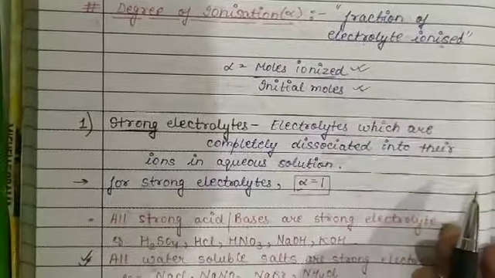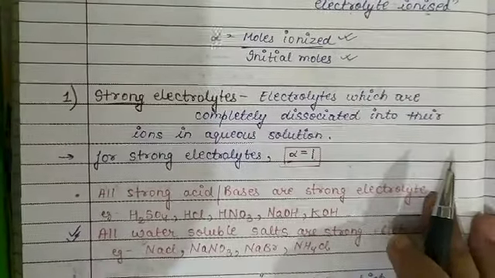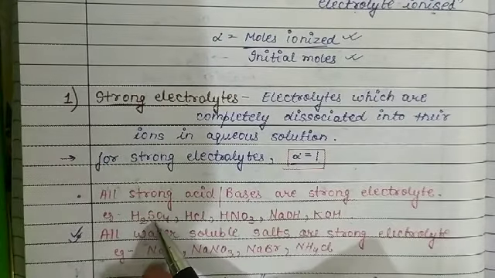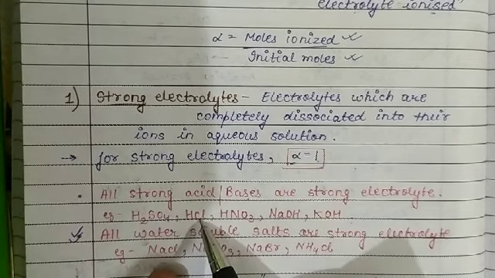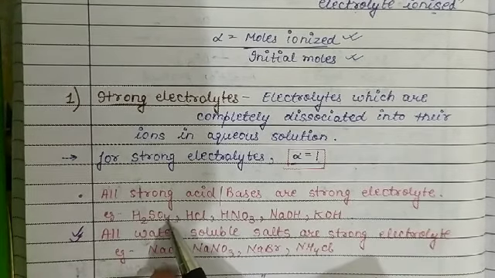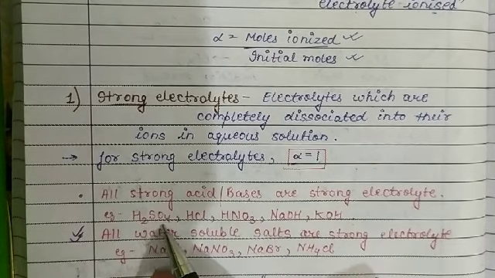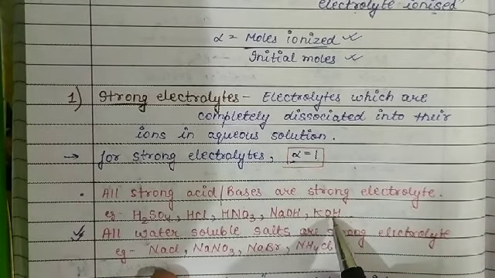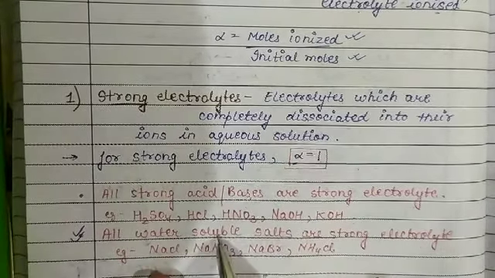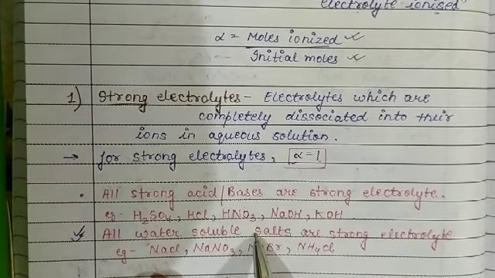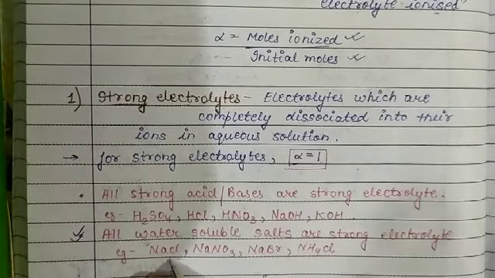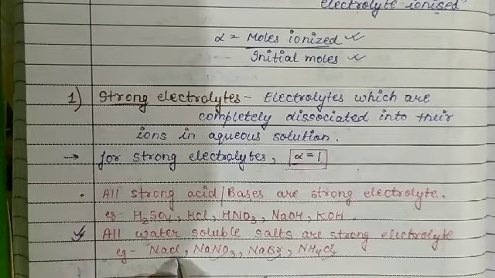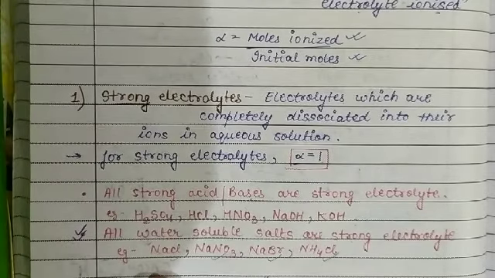All strong acids and bases are strong electrolytes. For example, H2SO4, HCl, HNO3 are strong acids, so these are strong electrolytes. They dissociate 100% into their ions in aqueous solution. NaOH and KOH are strong bases. And all water soluble salts are also strong electrolytes. For example, NaCl, NaNO3, NaBr, NH4Cl are water soluble salts, hence these are also strong electrolytes.